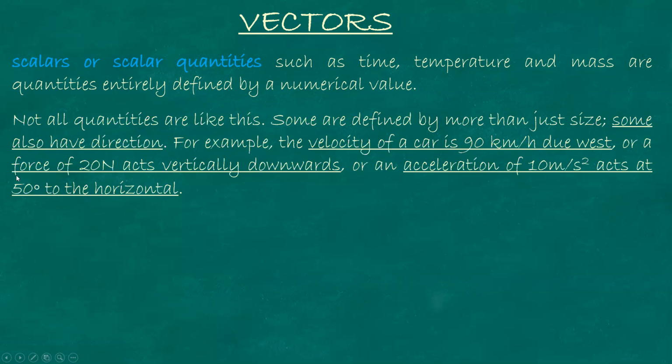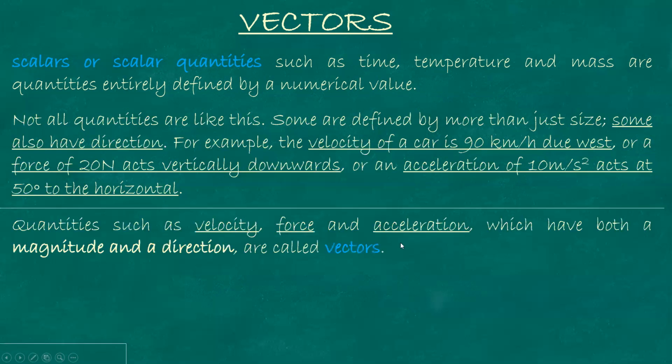Or a force of 20 newtons acts vertically downwards. So, magnitude ni direction vertically downwards. Or an acceleration of 10 meters per second squared acts at 50 degrees to the horizontal. Mga na ang vectors na magnitude na po direction. Quantities such as velocity, force, and acceleration, which have both a magnitude and a direction, are called vectors.